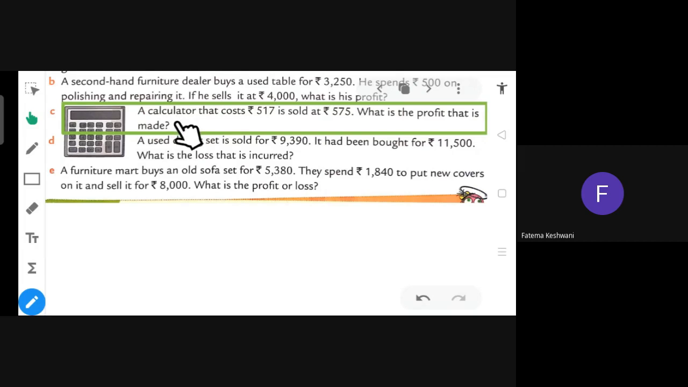A calculator that costs ₹517 is sold at 575. What is the profit that is made? So now what I said, whenever cost is written and sold is written, here sold is written for 575. And there is one calculator, you can see the calculator is also drawn.